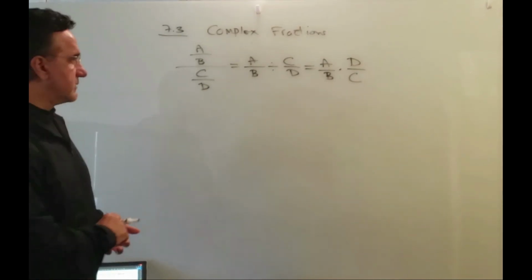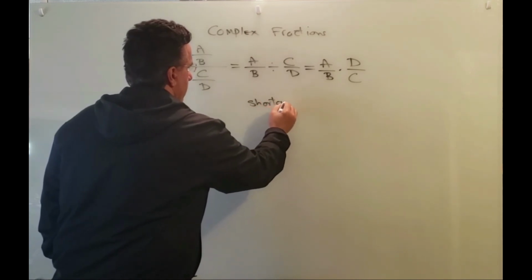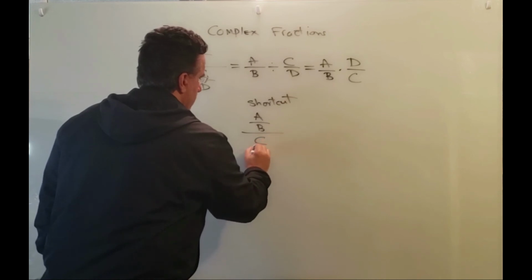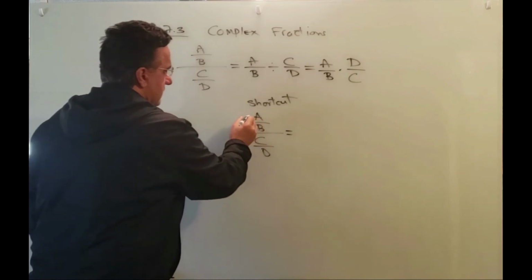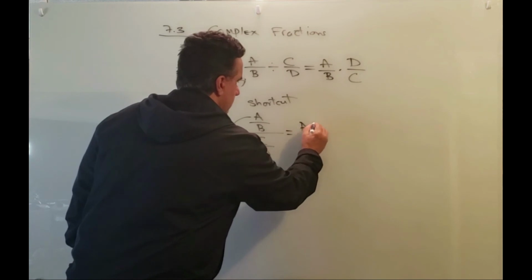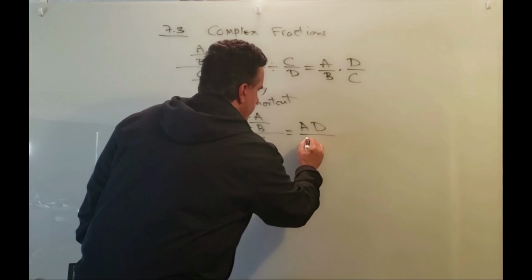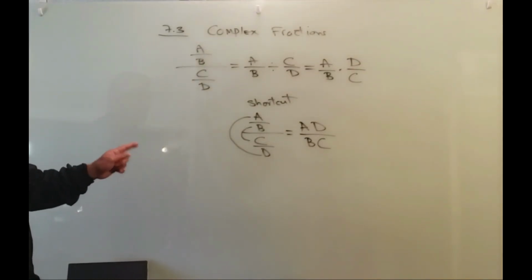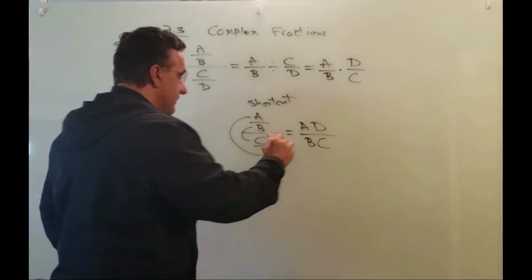There's a nice shortcut which says when you have a over b over c over d, you can just say that's equal to this far product, AD, over this near product, B times C.